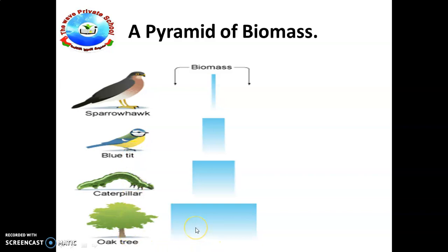Now we are taking the mass of the organism. When compared to the mass of the organism, the tree is very large compared to the primary consumers, then the secondary consumers, then the tertiary consumers. So depending on the mass, we draw the pyramid of biomass. The pyramid of biomass gives you a much better idea of the actual quantity of animal or plant material at each trophic level.